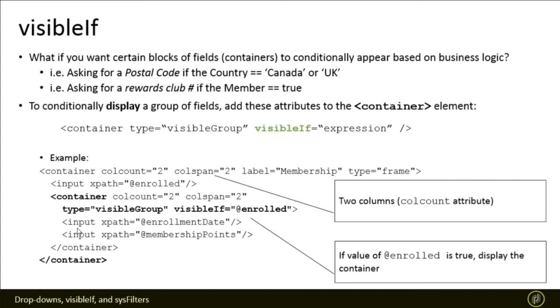And then we have a nested container within the outer container. It also has 2 column counts and a column span of 2. And the type of this container is visible group. And you see the visibleIf condition is the enrolled value. If enrolled is a Boolean, meaning it has the value of true or false, what that means is if the person is actually enrolled, then this container will be visible. If the value of enrolled is false, then the visible condition is false and the container will not be displayed. So if it's displayed, the person would see a container that shows their enrollment date and their membership points. If the person was not enrolled, then this container simply would not be displayed.